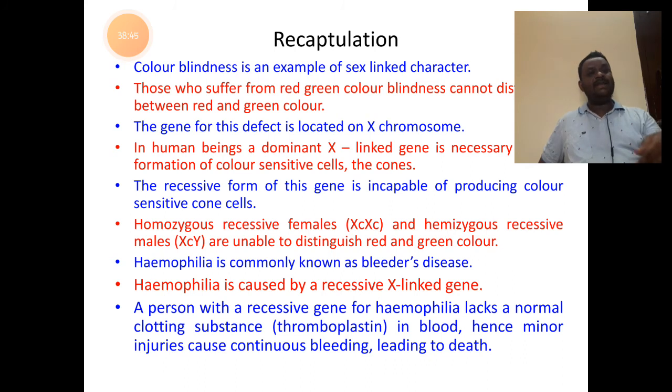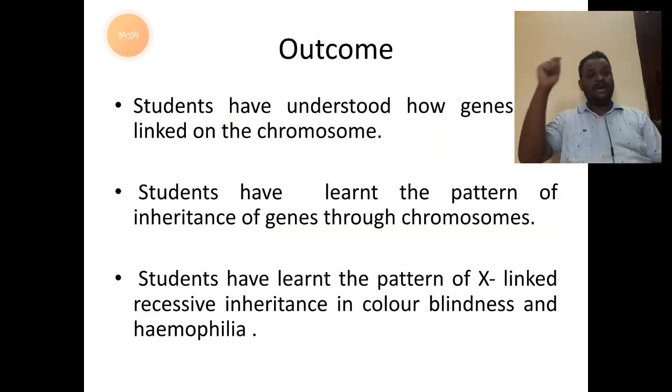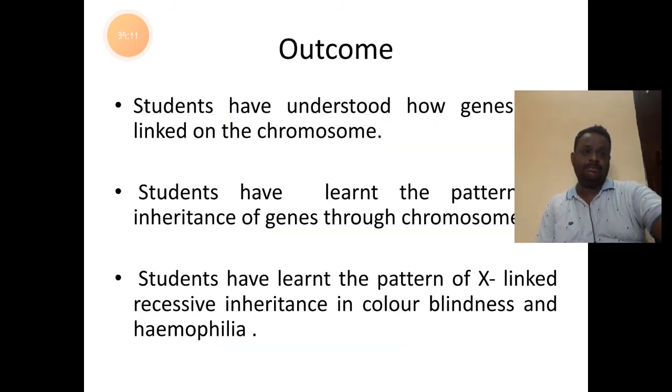Hemophilia is another example, called bleeder's disease. It is also X-linked and follows a genic recessive pattern of inheritance. They lack a protein called thromboplastin in their blood system, which may lead to the death of the individuals. They do follow crisscross inheritance.